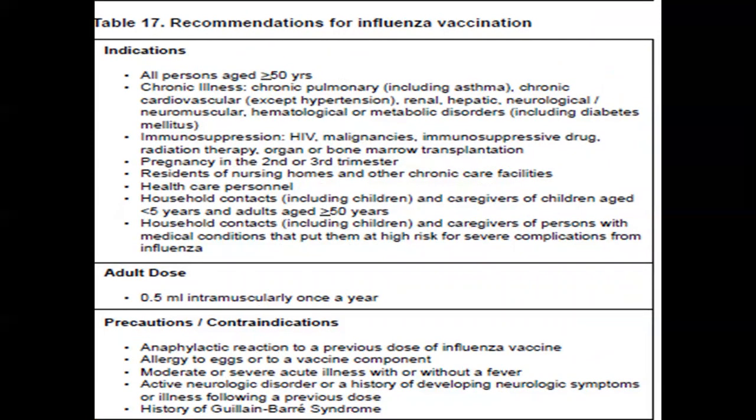What about influenza vaccination? All persons aged more than or equal to 50 years old with chronic illness, those with immunosuppression, pregnancy in the second or third trimester, residents of nursing homes and other chronic care facilities, healthcare personnel, household contacts, and caregivers, and others. The adult dose is 0.5 ml intramuscularly once a year.